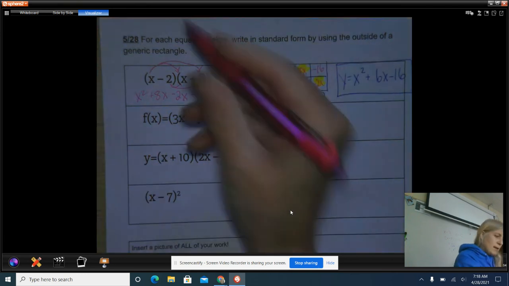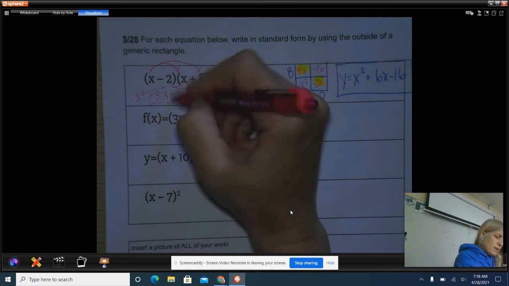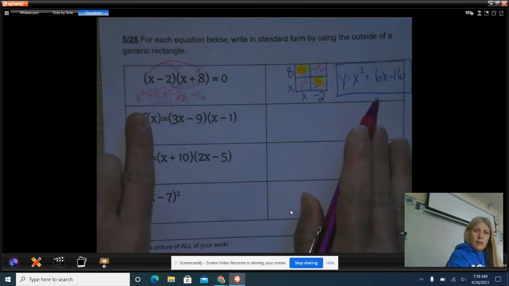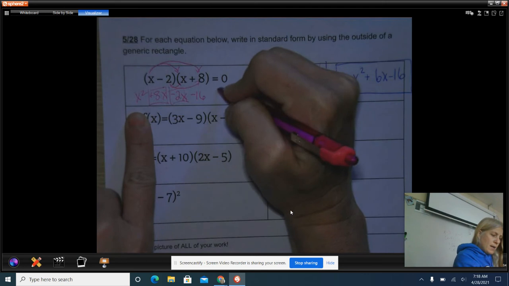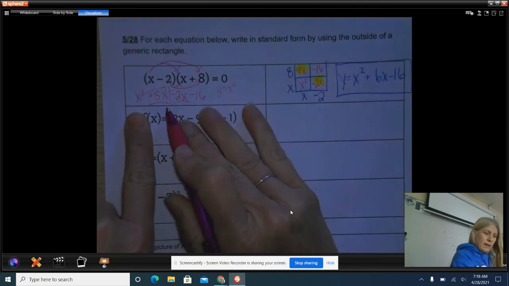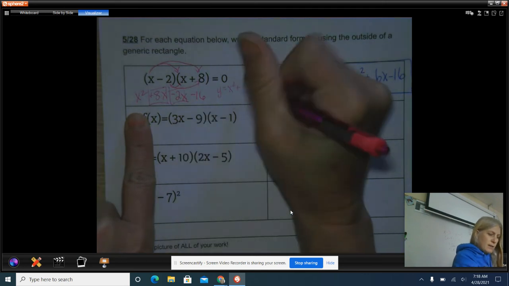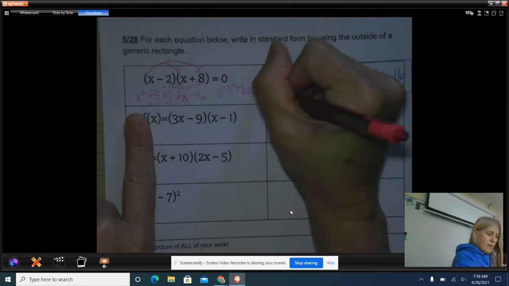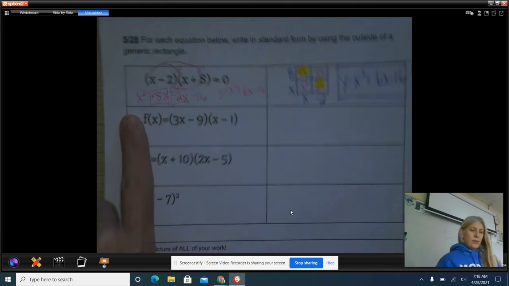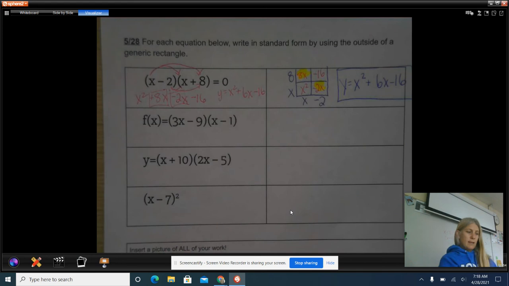When you do this technique, the ones in the middle are going to be the ones that you combine. And once again, you're going to get the same answer. Y is equal to x squared, 8x minus 2x is positive 6x, and then we have minus 16. So these are two different techniques.